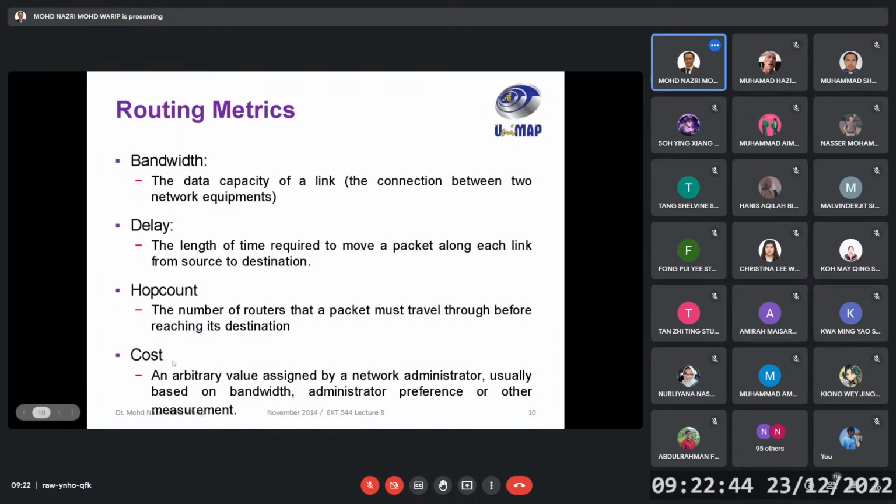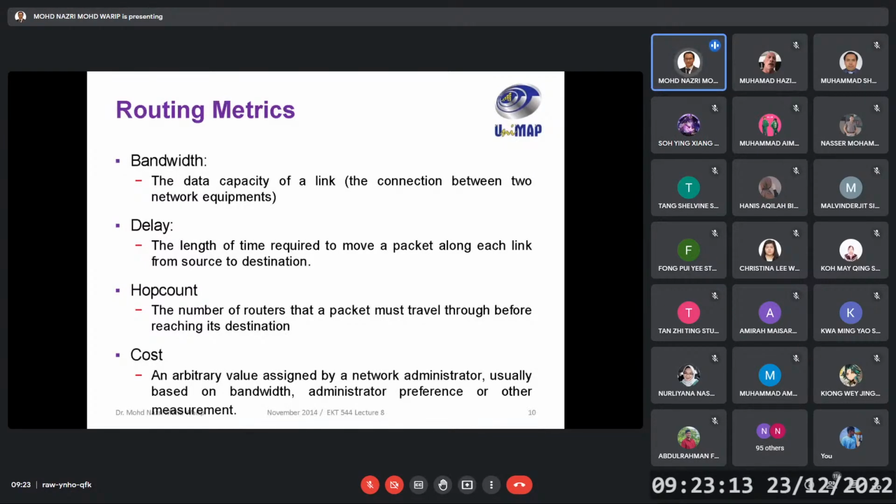Cost is an arbitrary value assigned by the network administrator, usually based on bandwidth, administrator preference or other measurements. So cost you can set inside the router, either based on bandwidth or on administrator preference. Preference is a number, maybe 200, maybe 300, maybe 1000. It's a preference number, or other measurement.